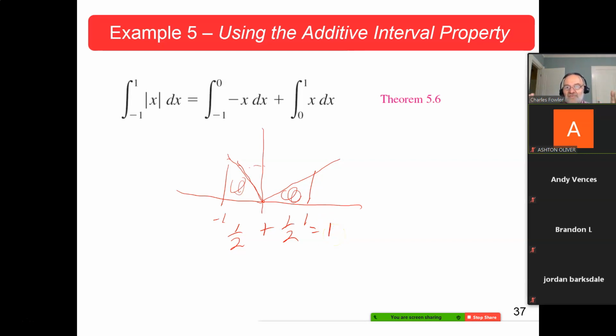This just says, because this absolute value function is defined to be negative x for any x less than 0, positive x for any x greater than 0, split that into the integral from -1 to 0 of negative x dx, and the other part would then be 0 to 1 of x dx. And we can do both of those because they're simple triangles. 1/2 plus 1/2 is 1.